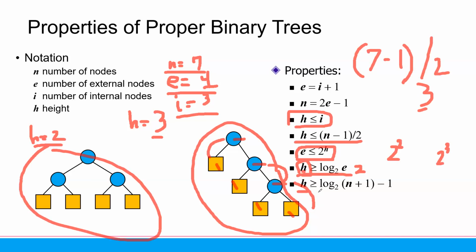h is higher than or equal to log base 2 of n plus 1, minus 1. So n which is 7 plus 1, it is 8. Log base 2 of 8, it is 3. Okay. 3 minus 1, 2. So the h can be either 2, 3 or higher. In this case, the h is 2. Okay.